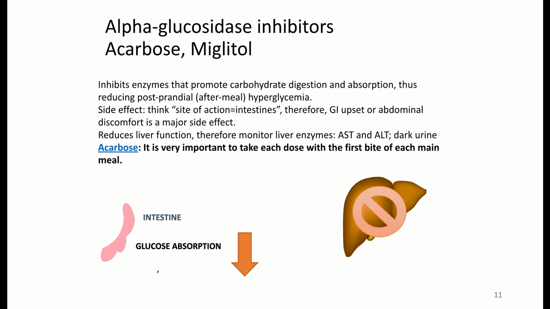Alpha glucosidase inhibitors. Example is acarbose. The mode of action is to decrease glucose absorption in the intestine. Therefore, it is very important to take each dose with first bite of food. Nursing consideration is it reduces liver function. Therefore, you need to monitor liver enzymes, which would be AST and ALT.